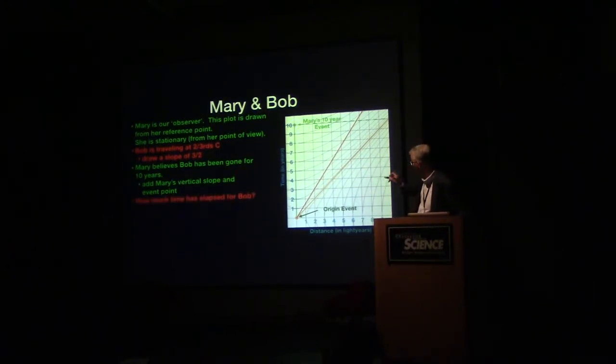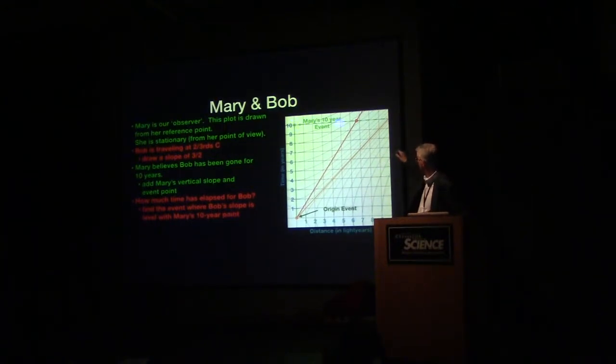The question is, if Bob has been going at 2/3 of the speed of light, that's this line here. The speed of light is the orange line there. So the question is, how much time has elapsed for Bob? Right? And the answer is, to find this, we have to find the event where Bob's slope is level with Mary's 10-year point. So we draw a line here, and I highlighted that spot there. So this is the target point that we're trying to get to.